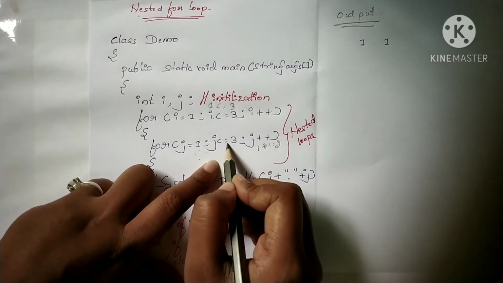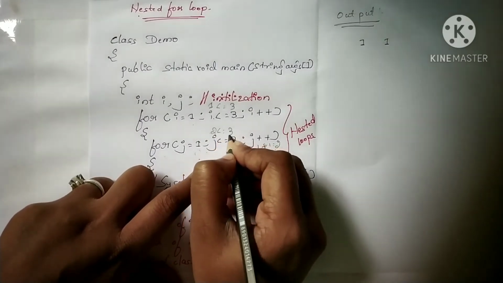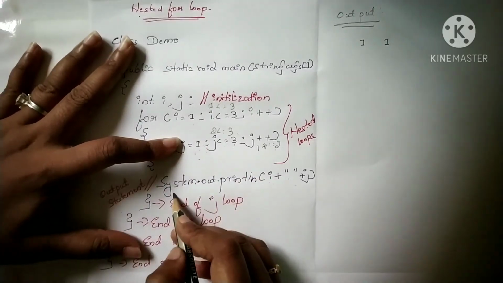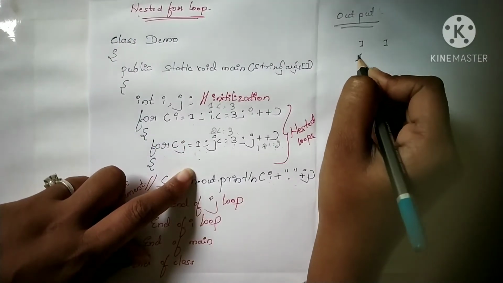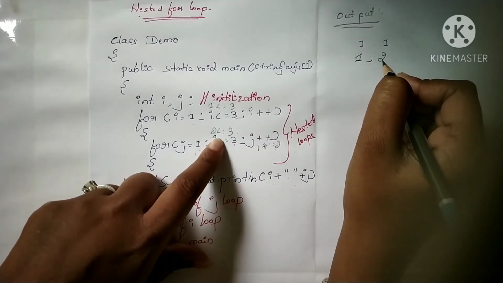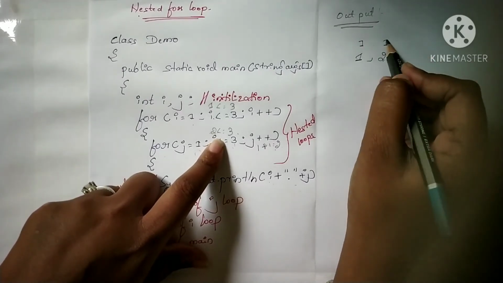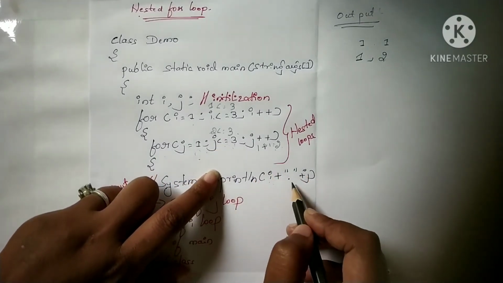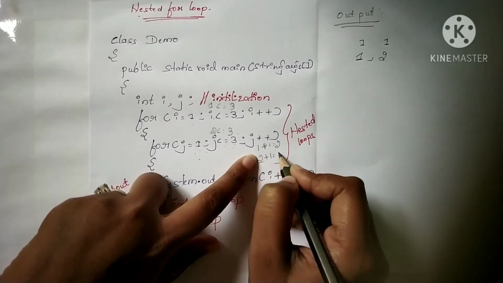2 is less than or equal to 3. Again the condition is true. The value is going to be printed as i value 1, then j value 2, which is incremented from the previous j. Again the condition is true. Now j value is incremented, 2 plus 1, that is 3.